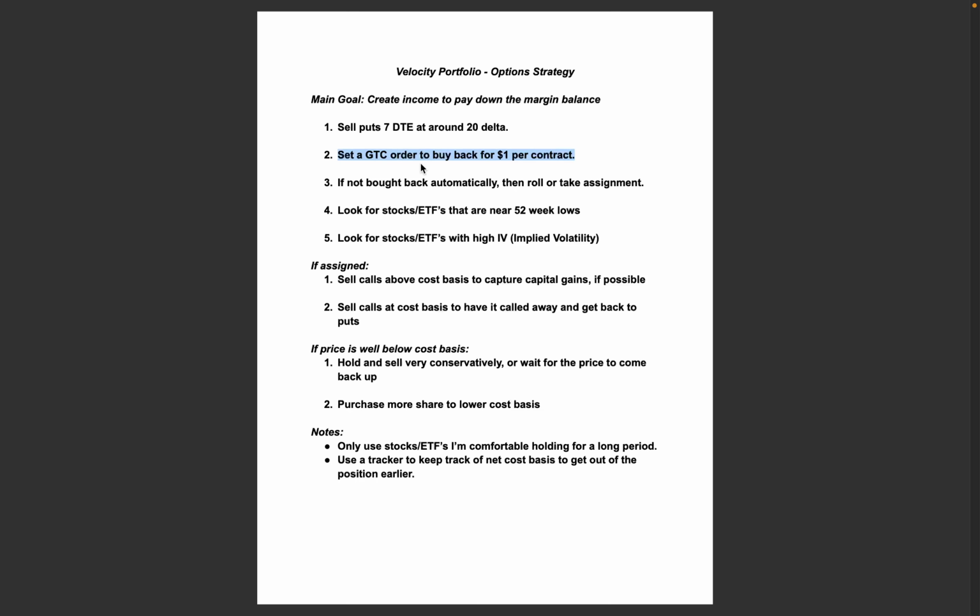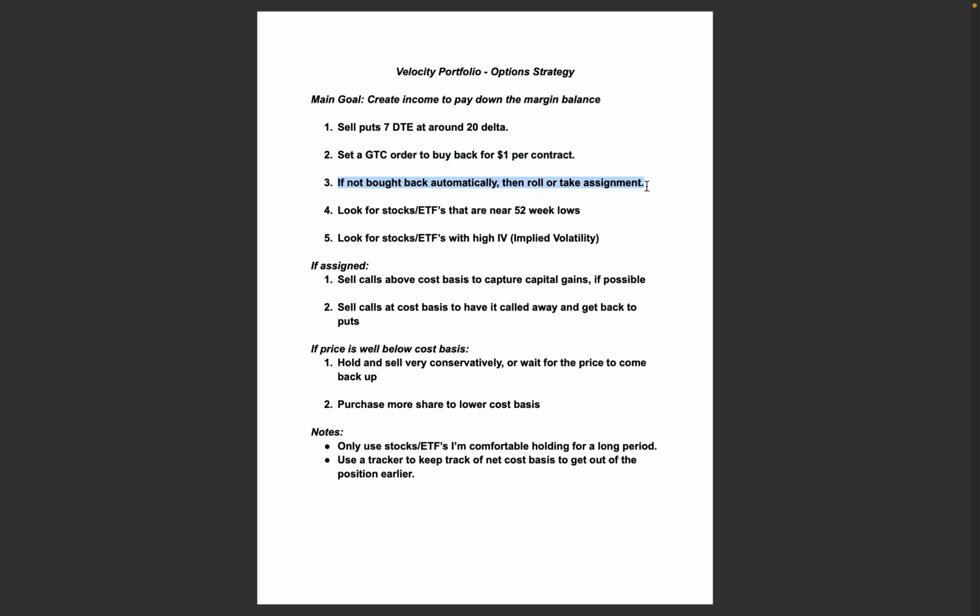Secondly, once I've done that, I immediately set a good till cancel order to buy it back for $1 per contract. And I do that for all of these positions. What that does is give me an out in case something were to happen where it suddenly shoots up and it's able to close well before the Friday expiration date. And then when I see that pop up on my phone, I can immediately jump in there and sell another one, and I get more days to expiration because of that.